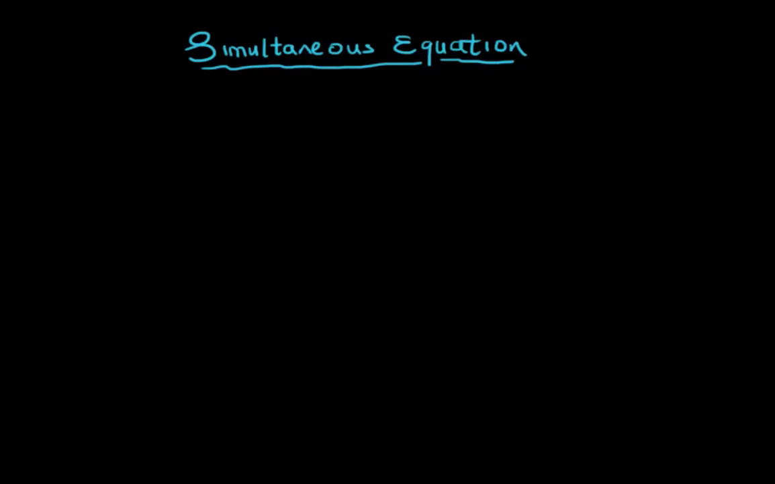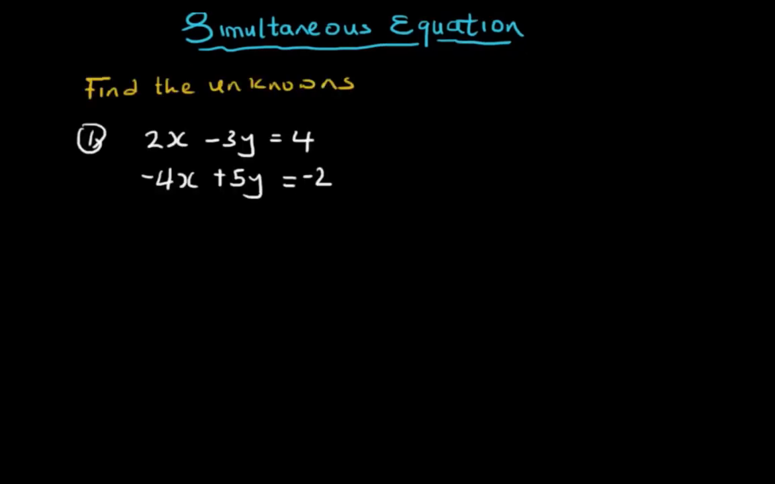So in the last video, we've been solving simultaneous equations using the substitution method. In this last video on that topic, we are going to take it a step higher. I think the best way to explain it, as always, is to take an example. Find the unknowns. 2x minus 3y equals 4, minus 4x plus 5y equals minus 2.